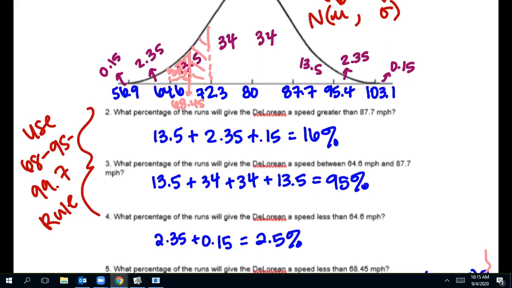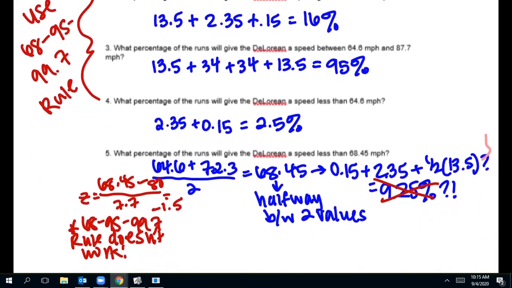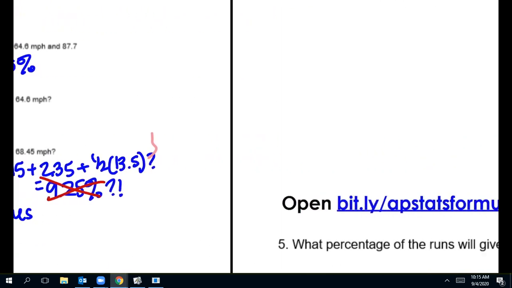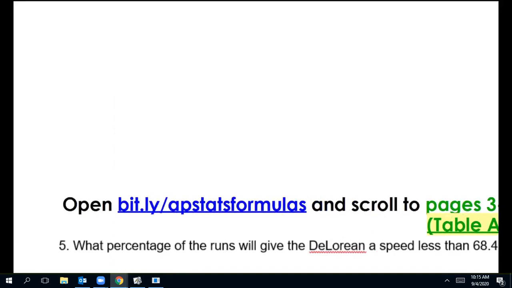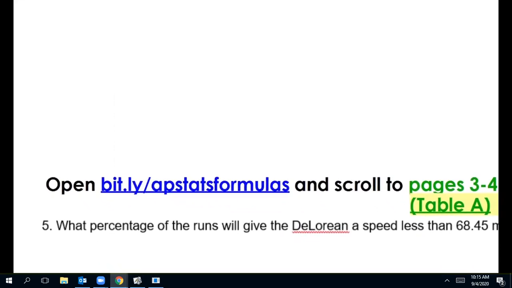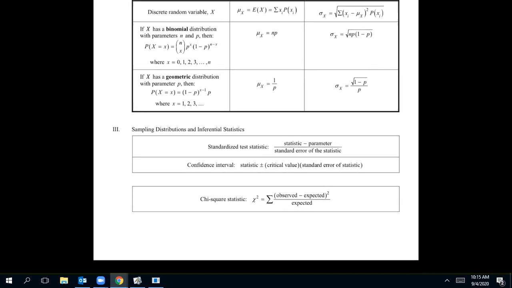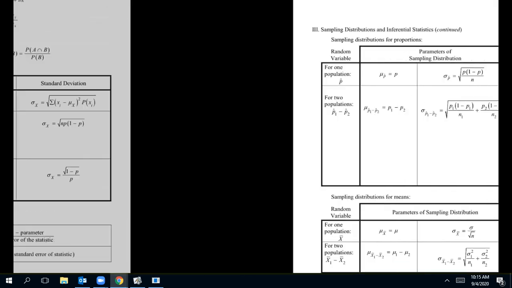And so really, if you look at it, maybe it's even better to do a third of the amount instead of half, like I tried. That might get us closer. But what will actually get us the very closest, and I'm just going to use a new screen, but you can keep it on number 5 still, is to look at this thing called Table A. So I want you to go to bit.ly/APstats formulas, and that's your formula sheet. It's right here. And then I want you to scroll to Table A.